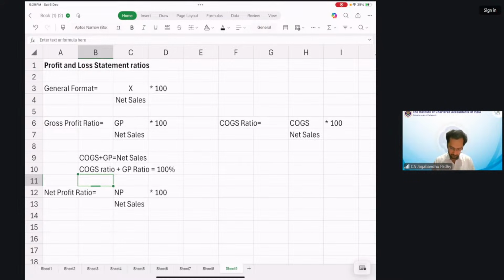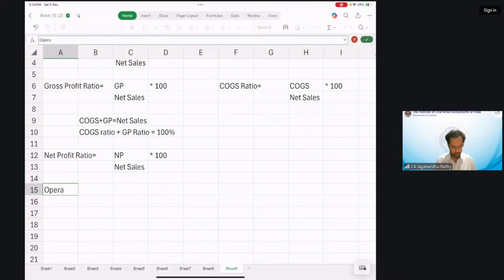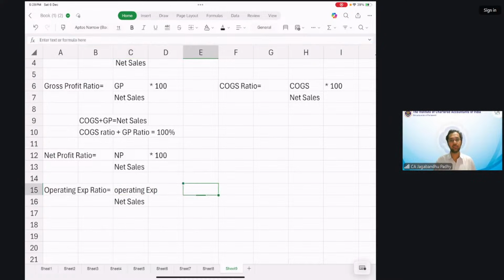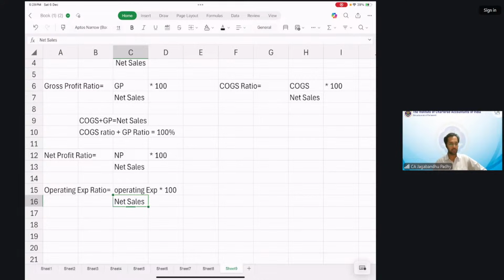COGS ratio plus GP ratio, that's going to be totally equal to 100%. Okay, just keep a note of it. Then, apart from this, we may have something else also, like the operating expense ratio. So operating expense ratio will be simply operating expense upon net sales, into 100. So operating expense into 100 upon net sales, that's your operating expense ratio.